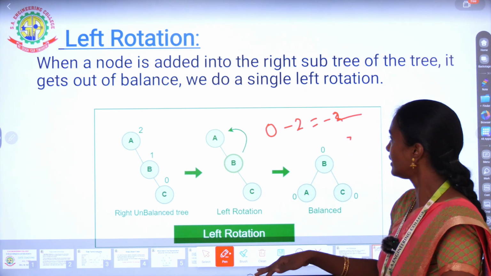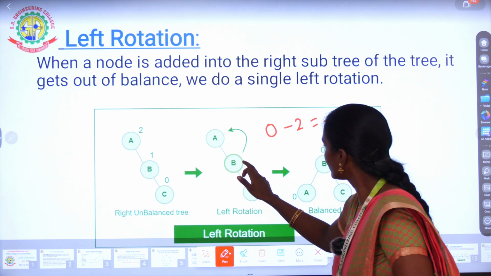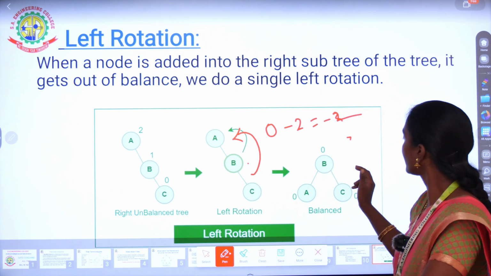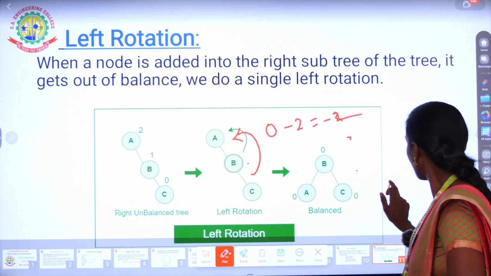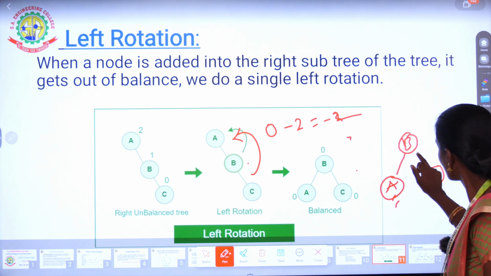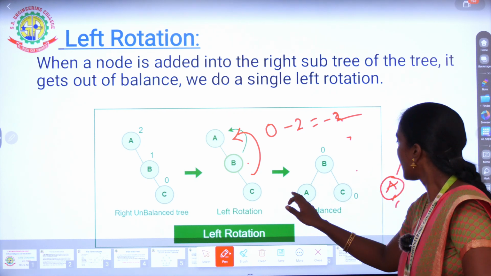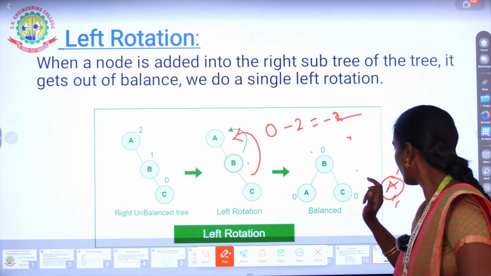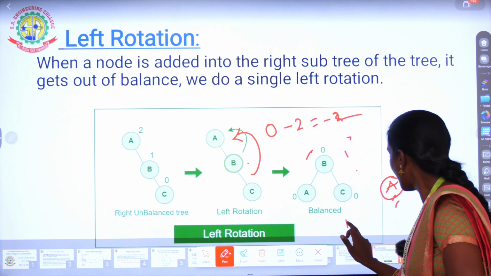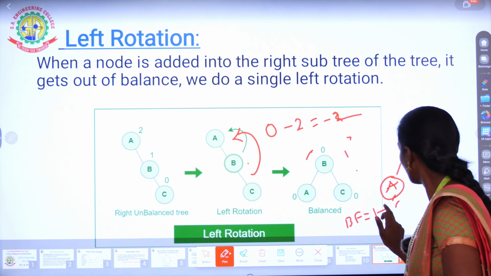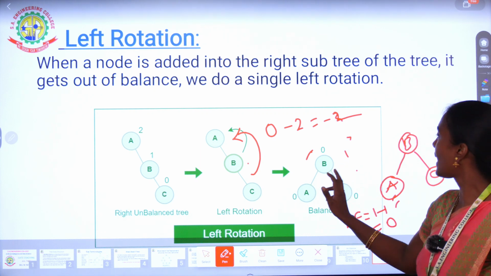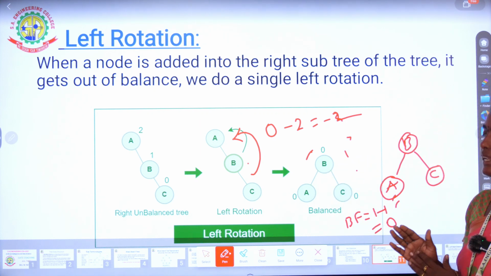Here we have to do the left rotation, where the node on the left side should be transferred to the right side. So we get the tree like this, that is A, B and C. Now we check the balancing factor for this tree. The height of the left subtree is 1, and likewise the right subtree is 1. So now the balancing factor for this tree is 1 minus 1 equal to 0, which satisfies the condition of the balancing factor. So this is the left rotation.